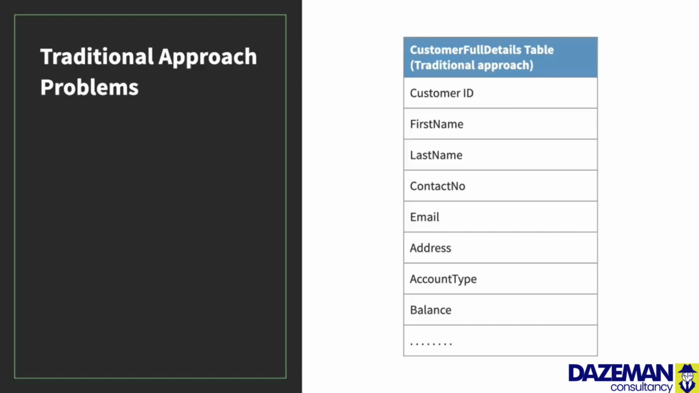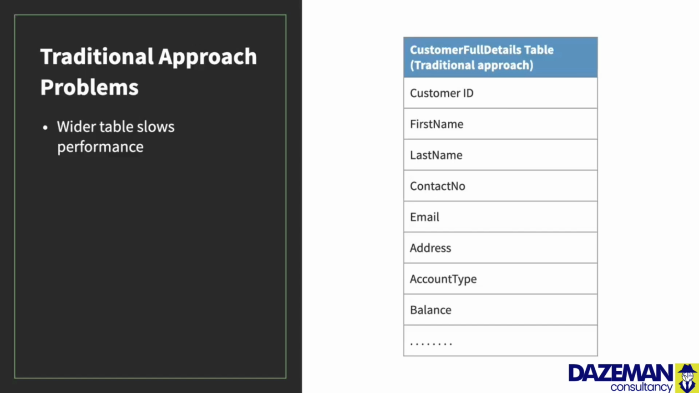A traditional approach to storing this information would be to create a single table that contains all the customer and account information. This traditional approach will encounter three basic problems. First, the table will be wider. That is, you'll be putting all the columns within one table, which would ultimately make it slower when you have to query information out of the table.